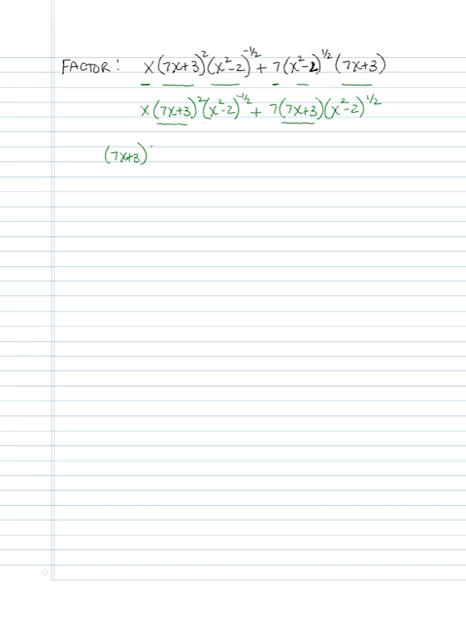Then we notice that x squared minus 2 appears here, and it also appears here. So x squared minus 2 is a common factor. And in this case, one of the exponents is negative 1/2, and the other is positive 1/2. And so we have to use the smaller of the two exponents, and so we have to use the exponent negative 1/2. Okay, so this is the common factor, as we had before.